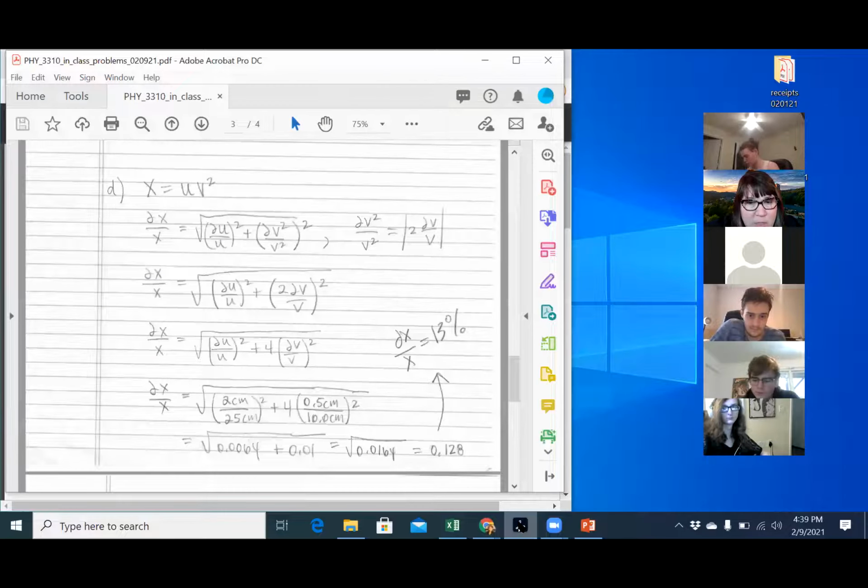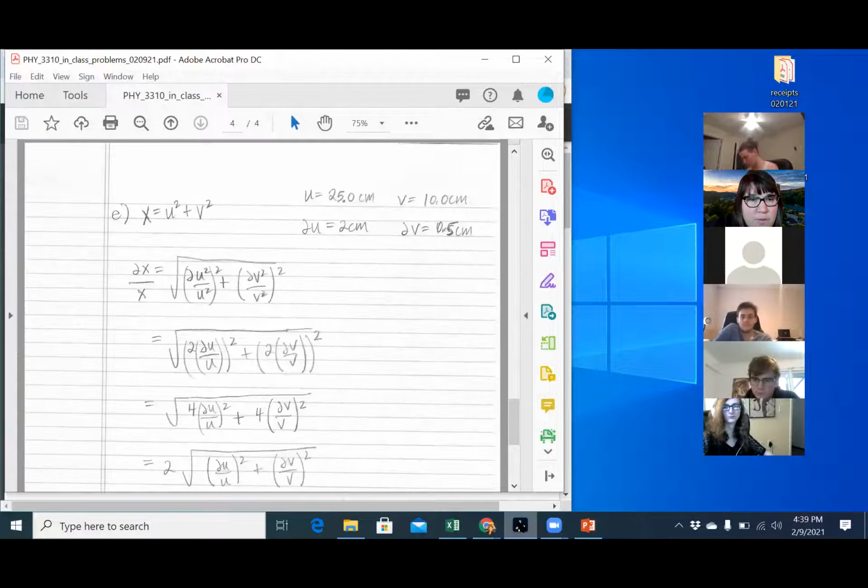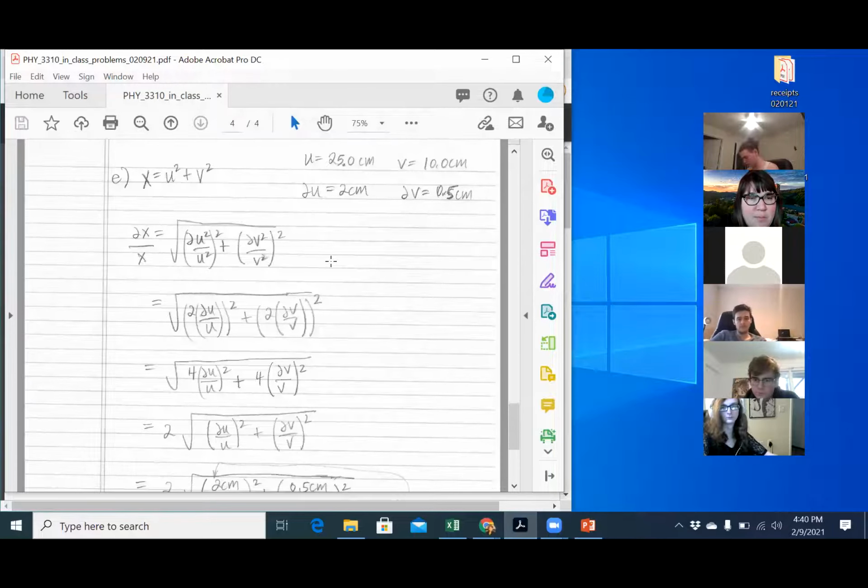Okay, so for E, I rewrote the values up there at the top. I'm now going to have basically delta u squared over u squared, and delta v squared over v squared for my 2 terms. I have a sum of u squared and v squared. So I do the square root of the sums of the fractional uncertainties squared of my 2 parts of my sum.